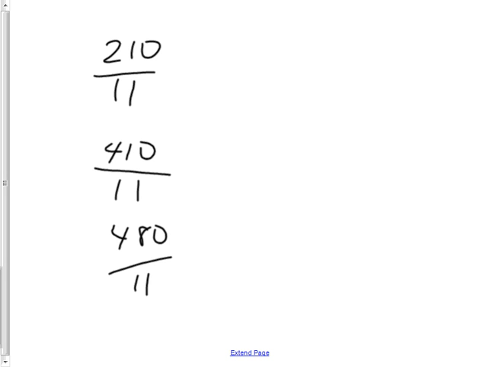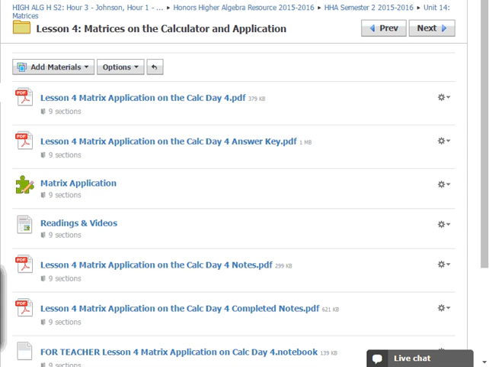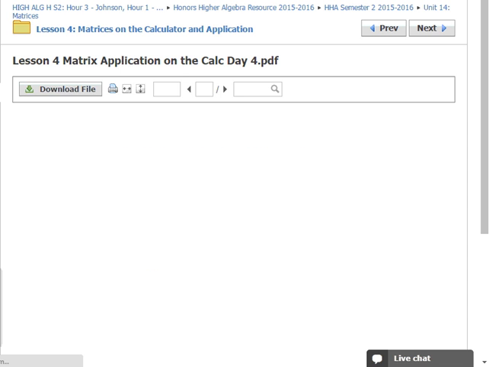All right. So your homework for tonight is, some of these are just giant matrix problems, and some of them are write the equations for this, and then make a matrix problem out of it. So let's do some together. I have a few that you can definitely skip on today's homework. So I'll pause for a second while I pull that. So here's the worksheet we're going into. It's lesson 4, matrix application on the calc day 4.